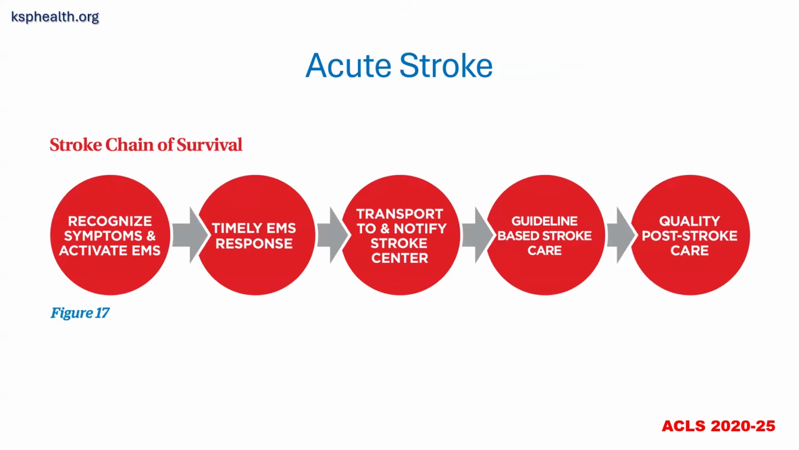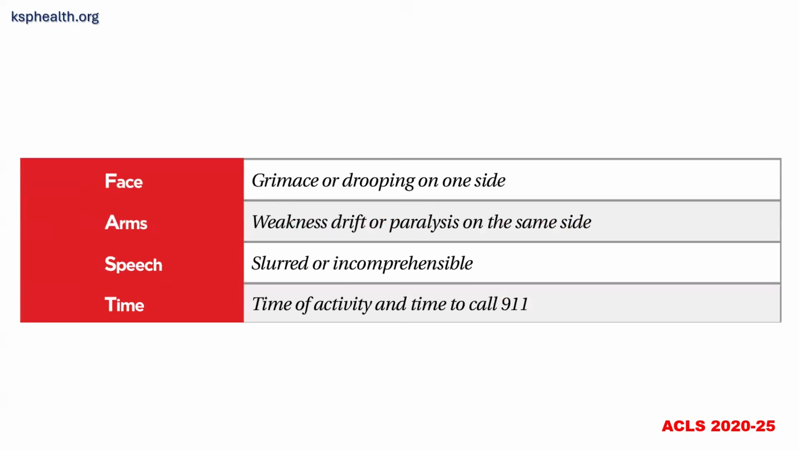The stroke chain of survival is as follows. Recognize the symptoms and activate EMS. Recognition and activating EMS is the important core principle in getting a better outcome. Timely EMS response. Transport to and notify the stroke center so that they are all ready when the patient gets there. Guideline-based stroke care. Then quality post-stroke care.